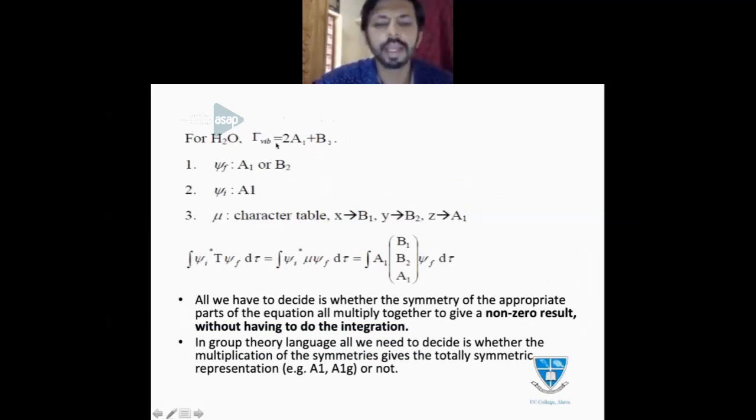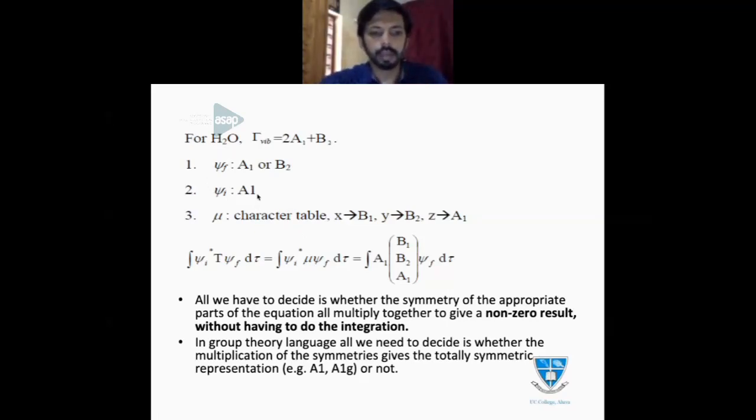We have determined the gamma vibration as 2A1 plus B2. So the final state will have the symmetry of A1 or B2. And the initial state will always be a completely symmetric state, and that will be A1. It can take another form, A1 or A1g. These are both completely symmetric states, and for the initial state psi i must always be A1.